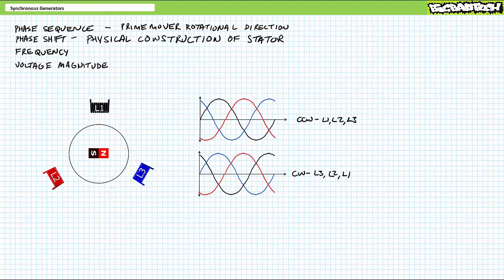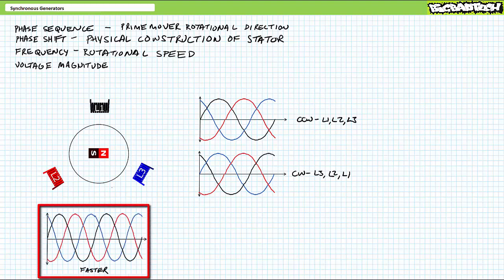Let's now take a look at frequency and voltage magnitude. Frequency would measure how many cycles of voltage waveform it experiences per second, measured in units of hertz, where 1 hertz is 1 cycle per second. A related property, period, is the length of a single cycle. Period is the inverse of frequency, and frequency is the inverse of period.